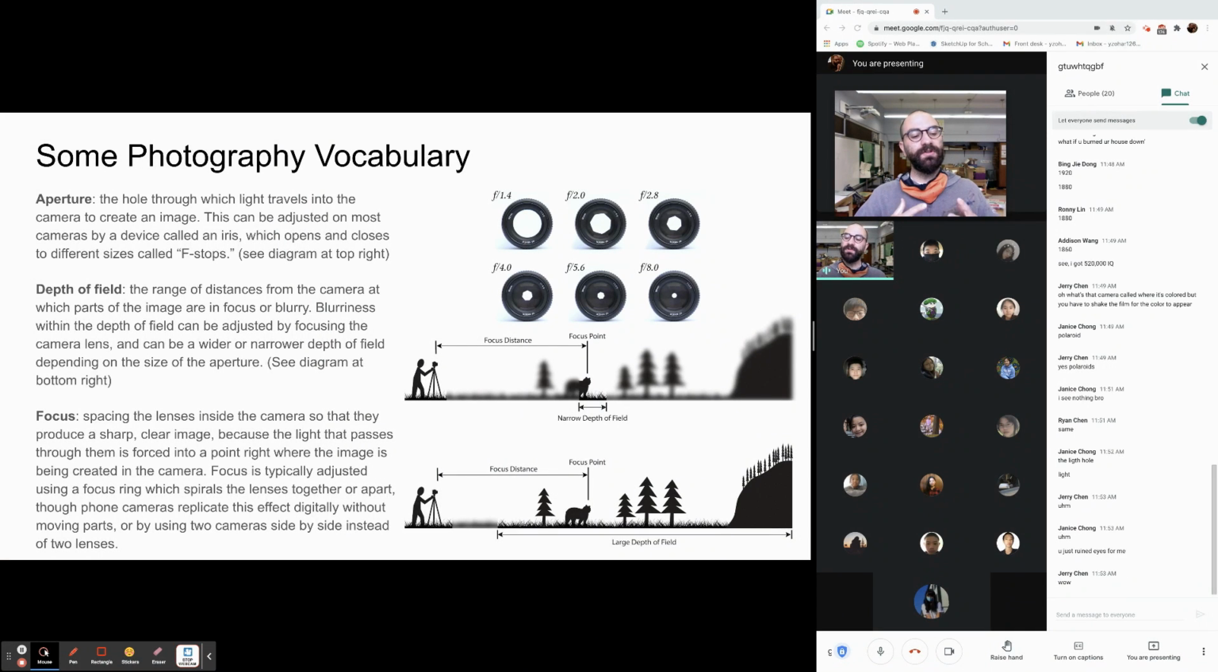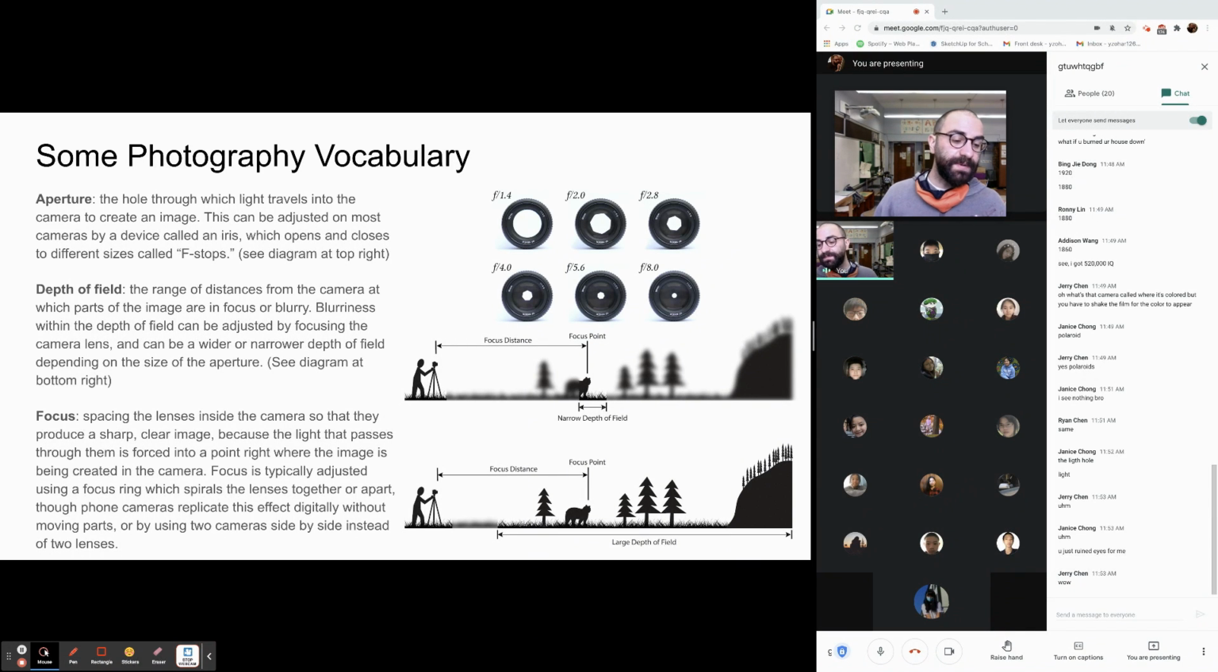Depth of field, that is the range of distances from the camera at which parts of the image are in focus or blurry. Blurriness within the depth of field can be adjusted by focusing the camera lens or by opening and closing the aperture. And that's why the different sizes of your aperture are called f-stops. F stands for focal range. So your focal range has to do with how far away from the camera something will appear in focus. And that is your depth of field. Your depth of field is the beginning and end of your focal range, okay?